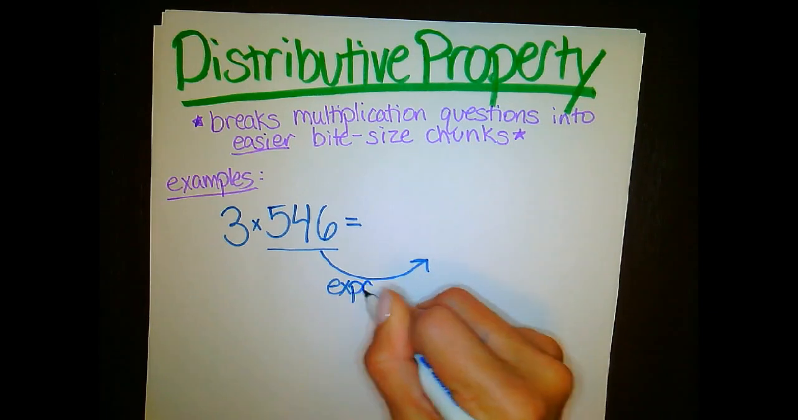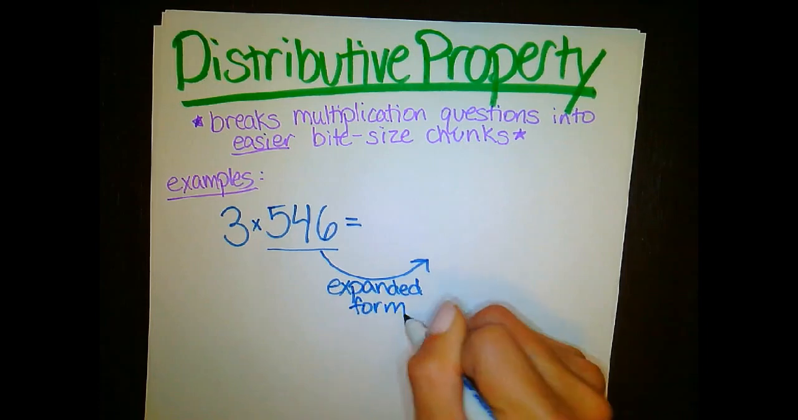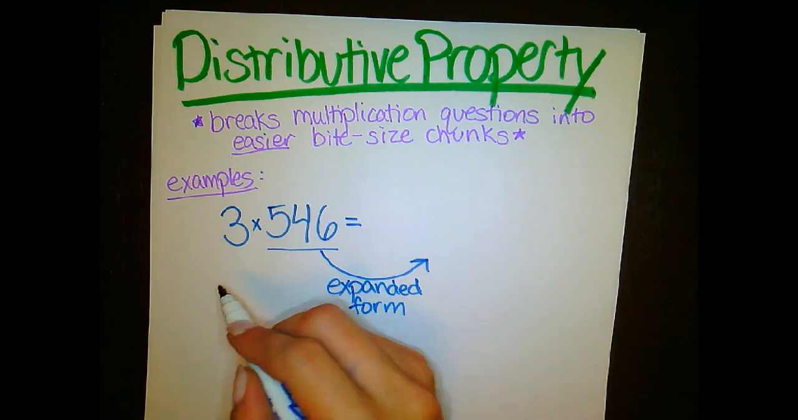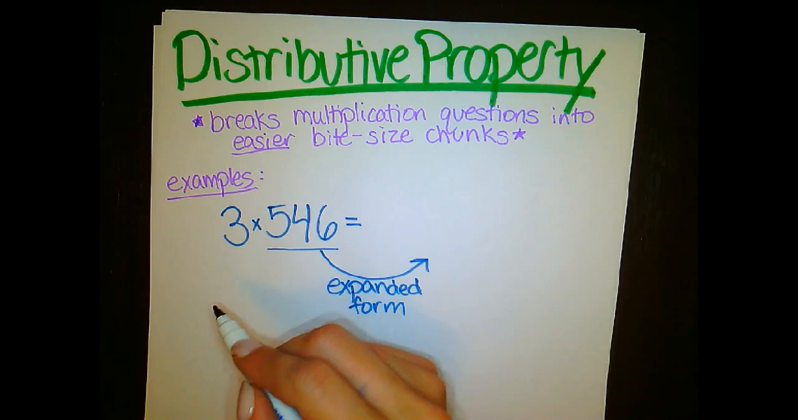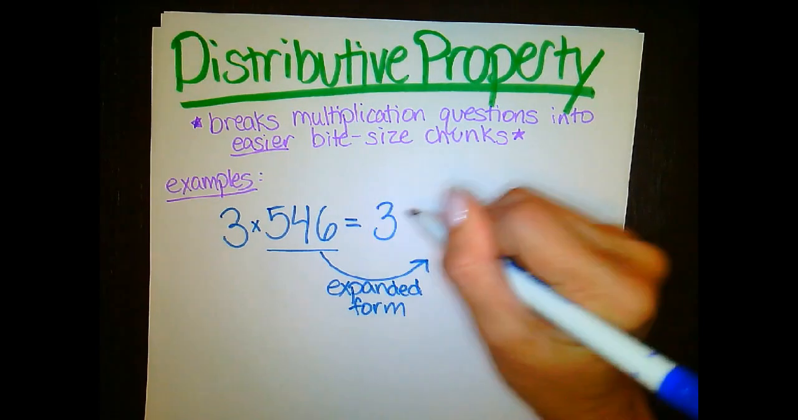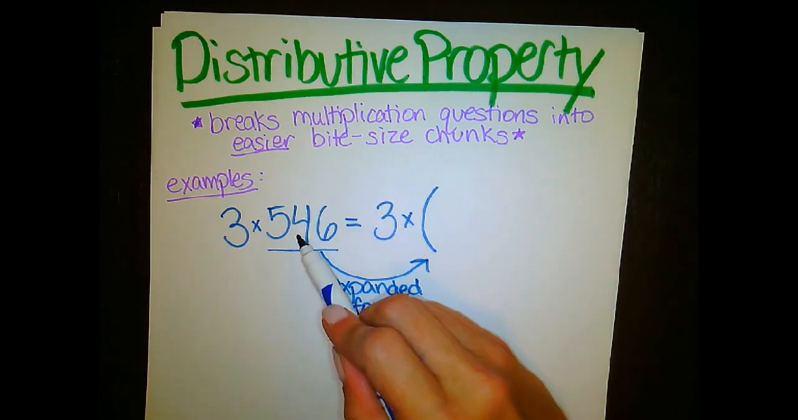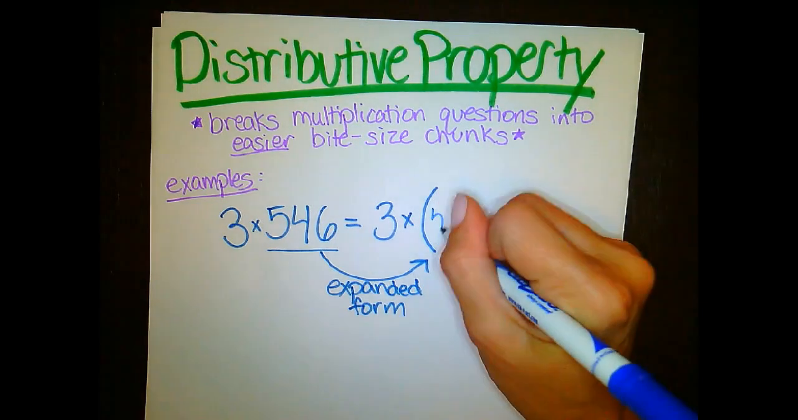So the 3, we can't expand on the 3. It's already in the ones column. It's just a one-digit number. So we leave that as it is. 3 times, but then everything else is going to turn into expanded form. So 546 would be written as 500 plus 40 plus 6.